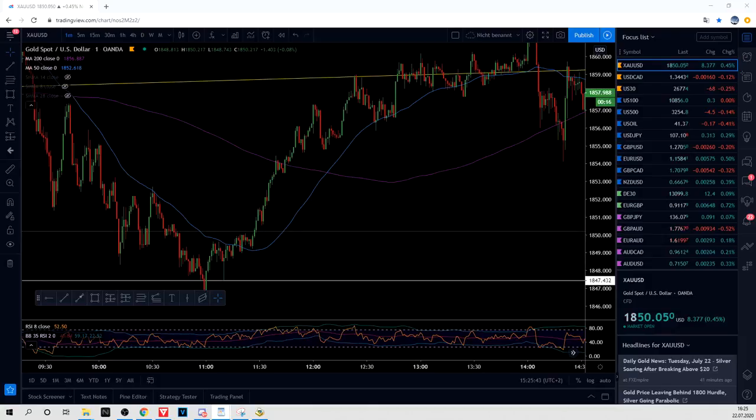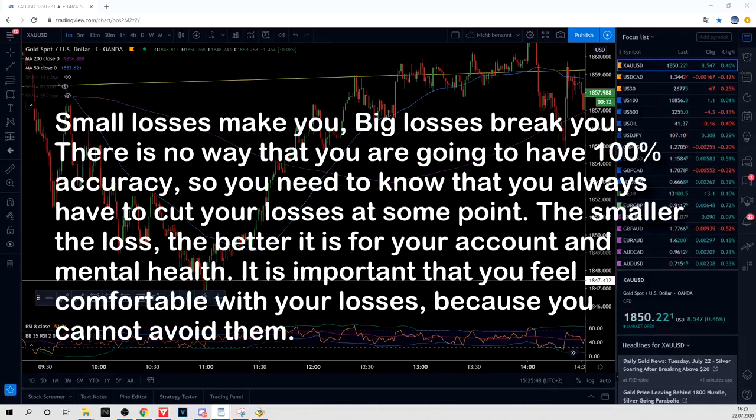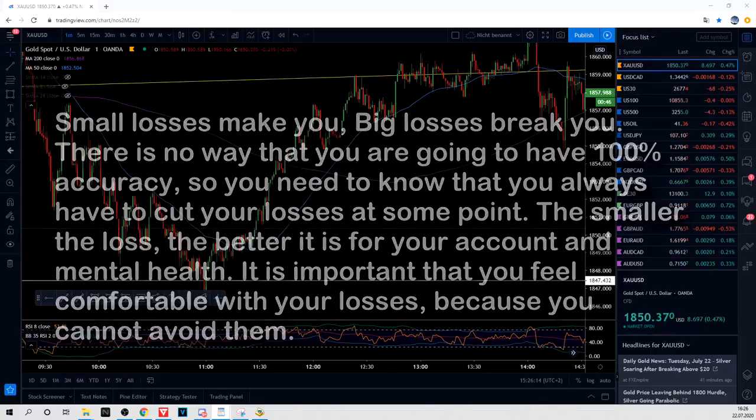So why is it so important to focus on not losing money? Small losses make you, and big losses break you. There is no way that you're going to have 100% accuracy, okay? So you need to know that you always have to cut your losses at some point. The smaller the loss, the better it is for your account and mental health, of course. It is important that you feel comfortable with your losses because you cannot avoid them, okay?